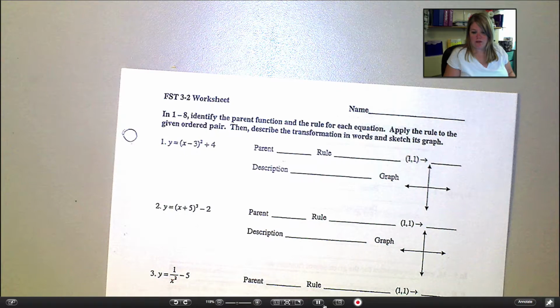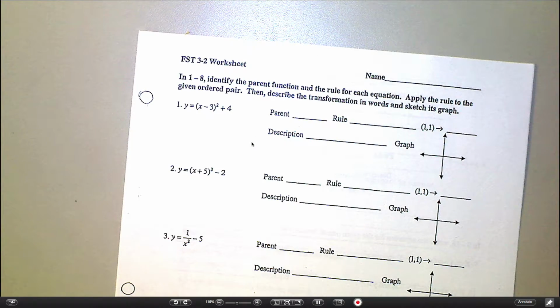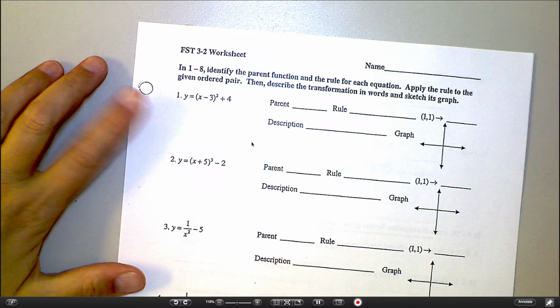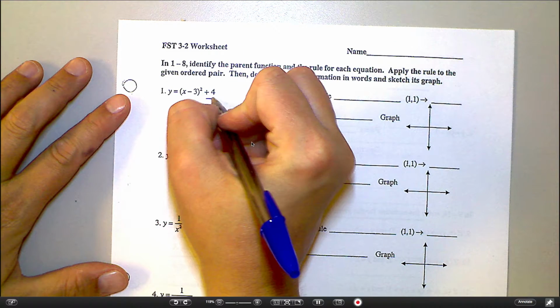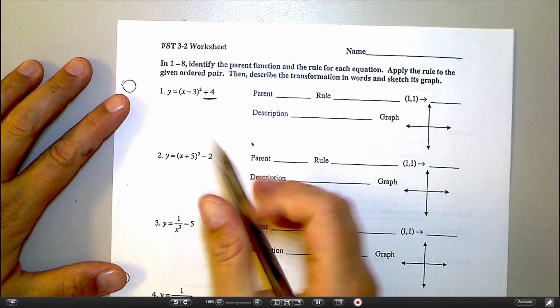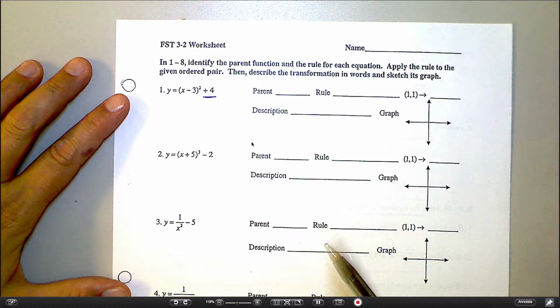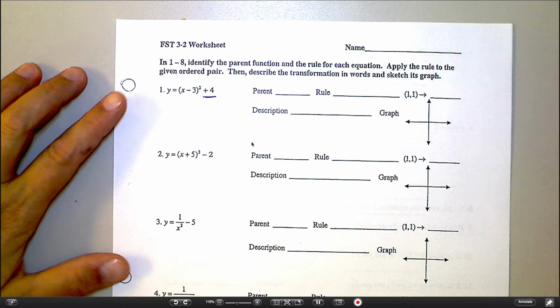So in number one, and actually I can probably turn this off now. There we go. In number one, the first thing I would do is notice that this plus 4 over here was originally over with the y. Okay, these have all been shifted so that the y is by itself, and that's good for graphing, but not so good for finding our rule.